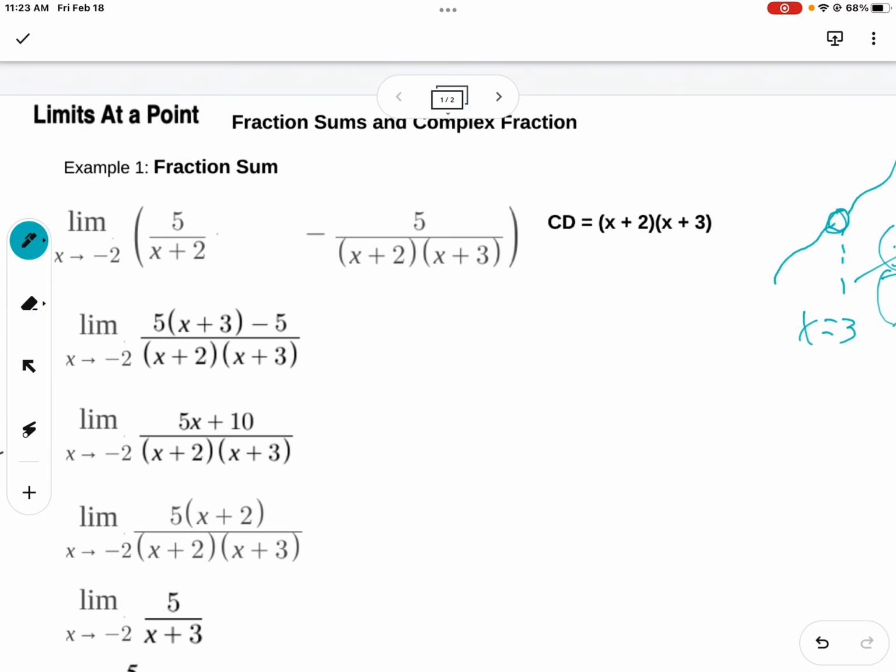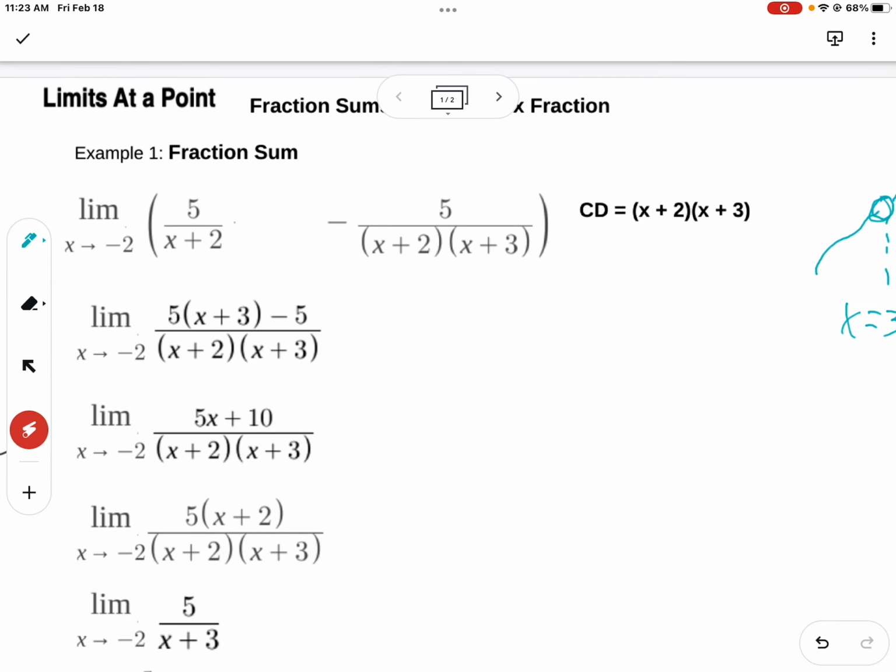So here's our example. Why it doesn't go in with the simple fractions is because it's a fraction sum or difference, because we're adding and subtracting here. You always want to sub in the value to see if you've got a point discontinuity. If you subbed in negative 2 there, you'd get 0 on the bottom. If you subbed in negative 2 for that x, you'd also get 0 on the bottom. So you'd have 5 over 0 minus 5 over 0.